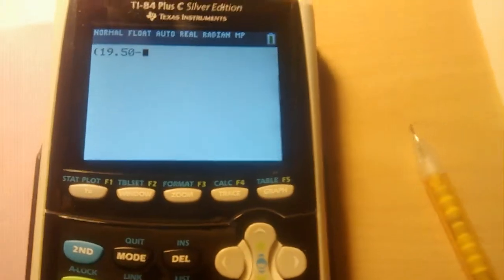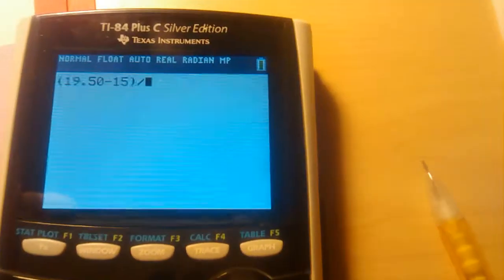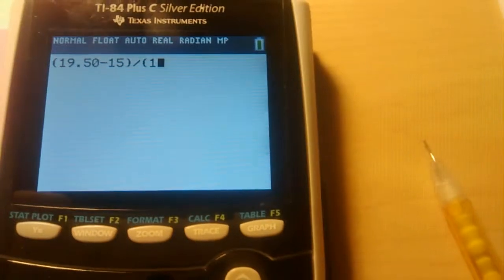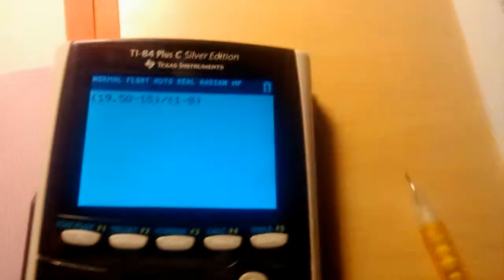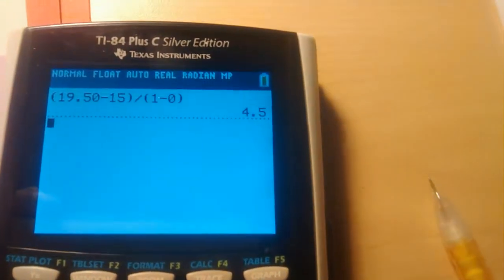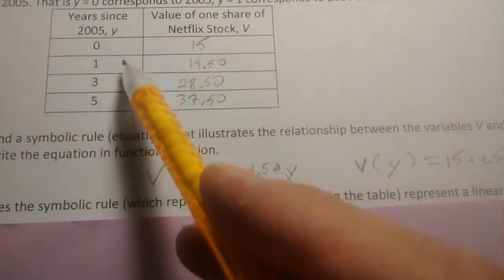I'm going to use it. 1950 subtract 15, that's the difference of the outputs, and divided by 1 minus 0, the difference of the inputs there, and close that. So that's going to give me 450. That's the average rate of change between those.